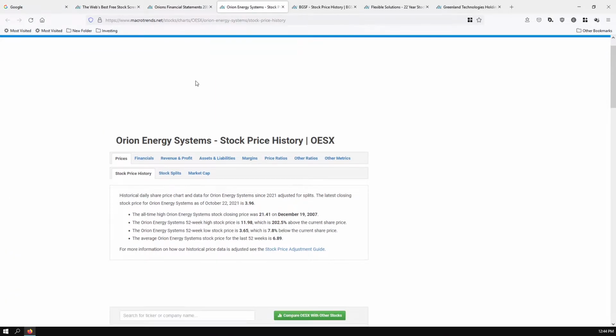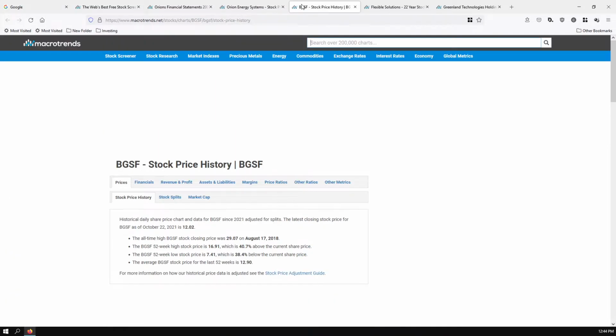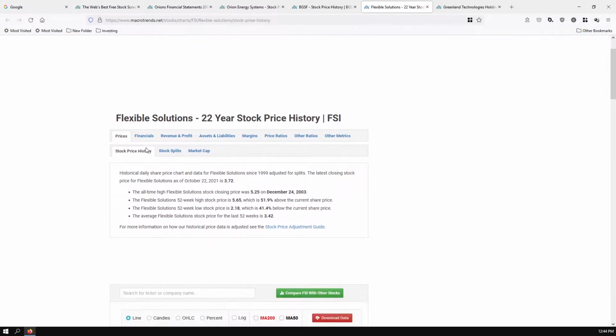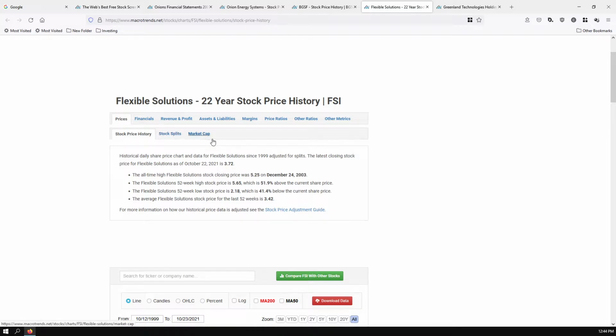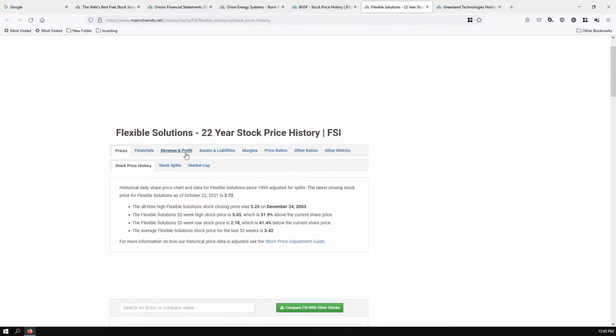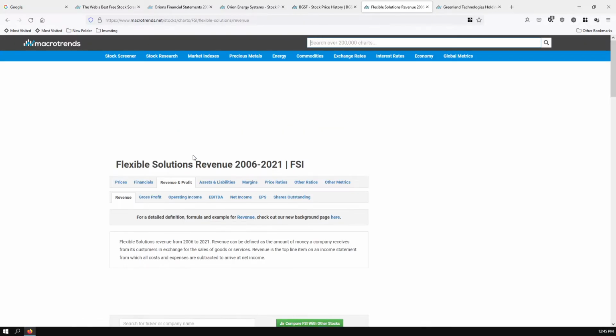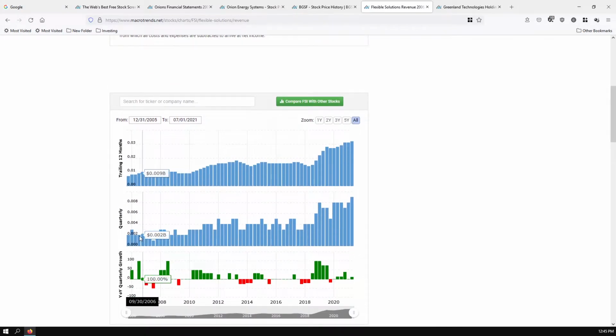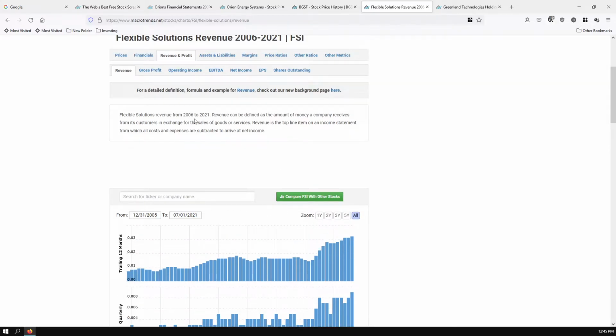So then we keep going through them, go through each one that you clicked on. And one of the other ones I wanted to bring up, the other day I was looking through some of these. This was the most attractive one, Flexible Solutions International, or FSI. So here we'll go through the same thing, revenue and profit. Revenue consistently increasing for 14 years or so, 15.